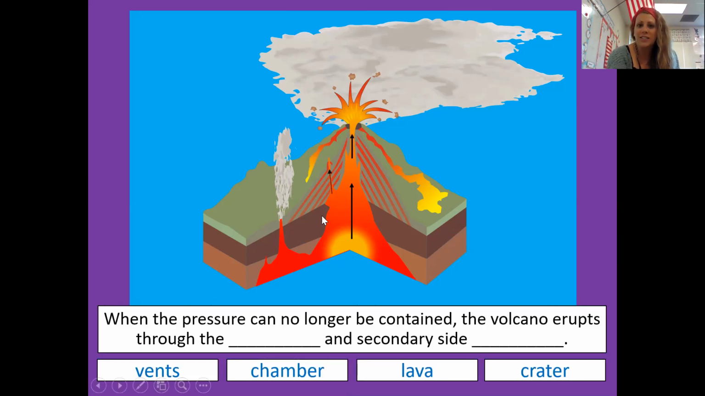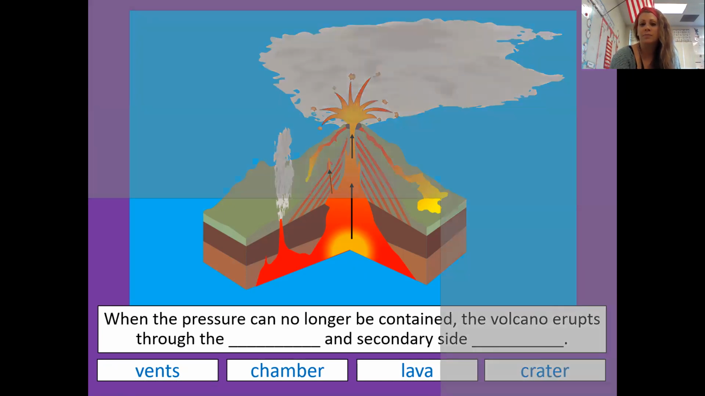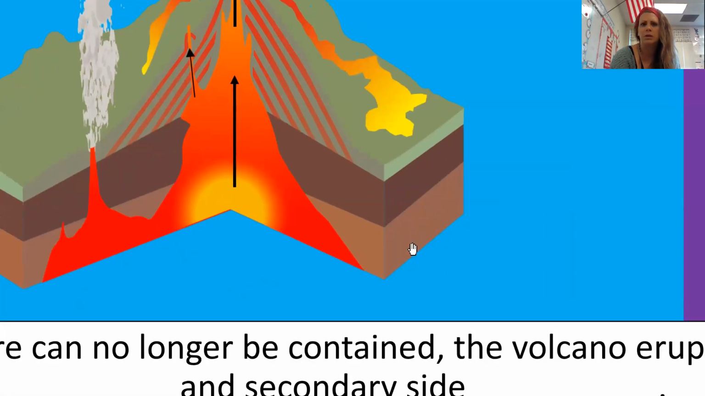All right, so we've got some pictures here that look similar to our volcano over here. When the pressure can no longer be contained, the volcano erupts through the what? So look, it erupts through here and over here. What do you think? Erupts through the vents, chamber, lava, or crater?